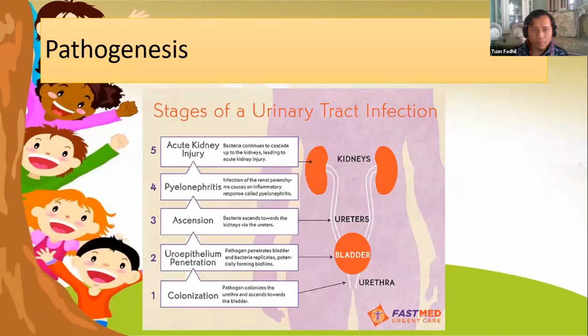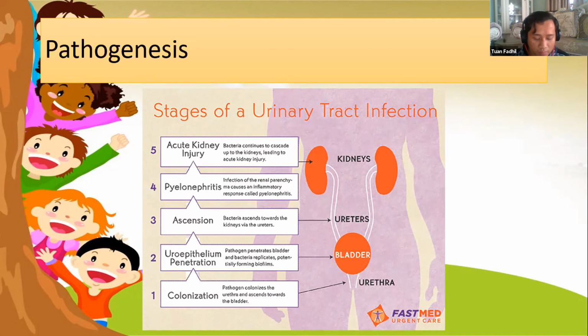So next we move into the pathogenesis. Actually, I took this diagram because it will be easy to memorize. So the first one, which is the pathogen or bacteria, they colonize the urethra, and when they colonize, they will ascend towards the bladder. When the pathogen ascends to the bladder, it will penetrate, and the bacteria will replicate and also form a biofilm.